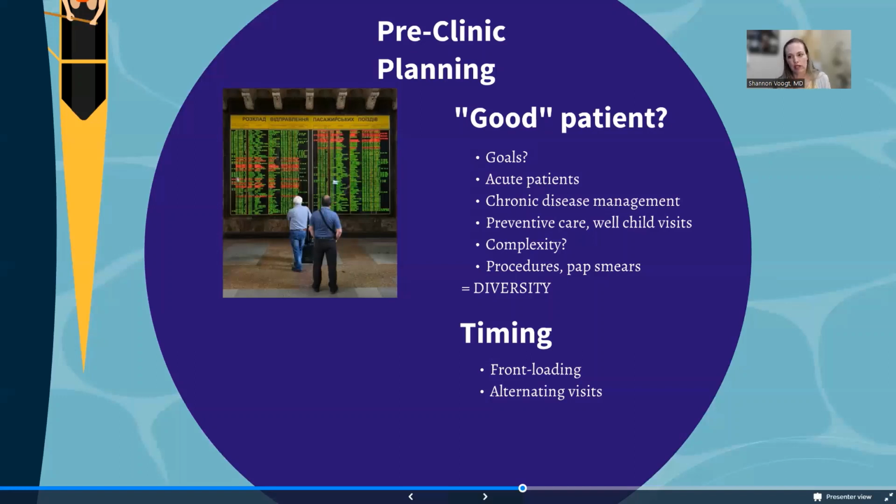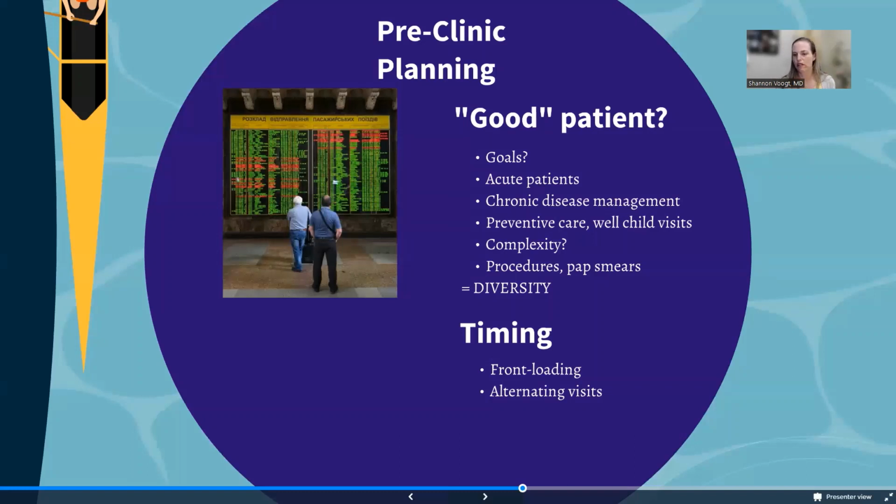Acute patients are always good to see. That's going to help them prepare for their test, obviously. It's also good for practicing differential forming and treatment and management plans. I do know our students get a lot of chronic disease management, but if you work in a clinic that doesn't do as much of that, you might want to make sure you include that. So it's all about the balance. We don't want it to be all acute or all chronic disease.